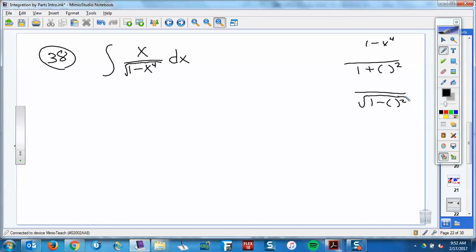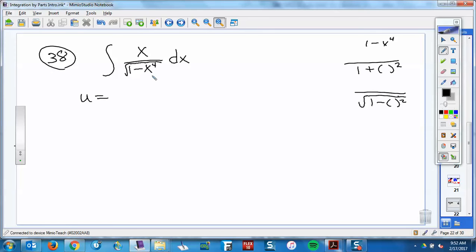As a matter of fact, if this had been an x cubed up here, then what would we have done? We'd have let u be the 1 minus x to the 4th, and it would have been a basic u substitution problem. It would not have been an arcsine. But since it's not an x cubed, it turns out it is going to be an arcsine, because we're going to want to let u equal, because what is this squared?